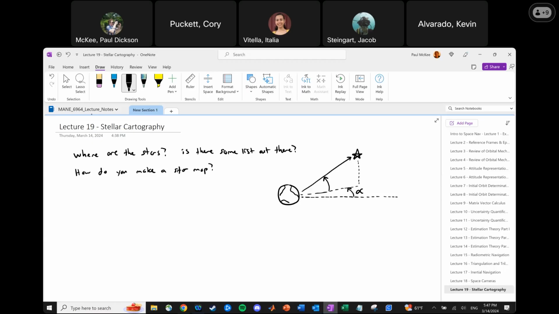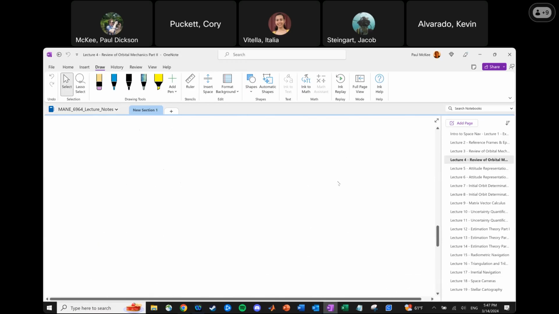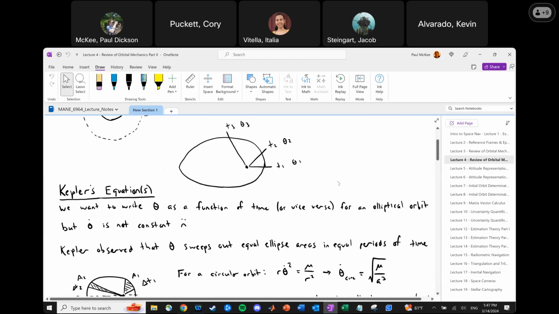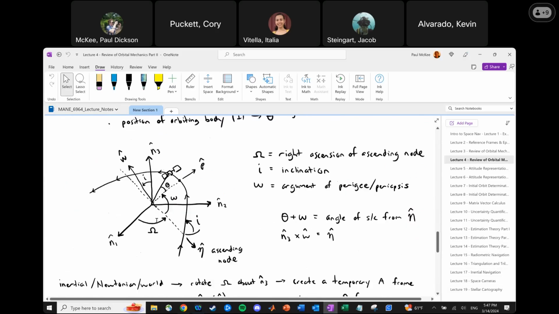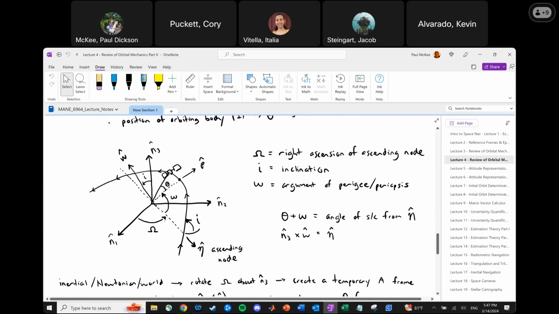The right ascension of the ascending node, all the way back in, I think that was orbital mechanics lecture 4, or it might have been lecture 3. No, it was lecture 4. Yep. Big omega is the right ascension of the ascending node. What does that mean? Well, it's an angle of some vector in space that is not an elevation angle. It's kind of in the XY plane, if you will. And it's with respect to what?